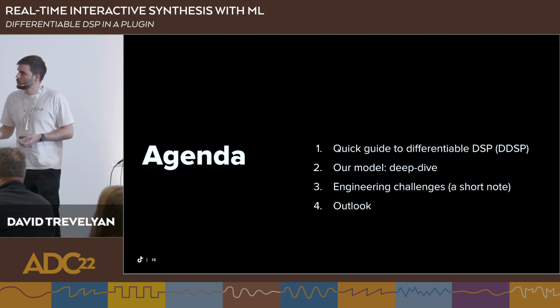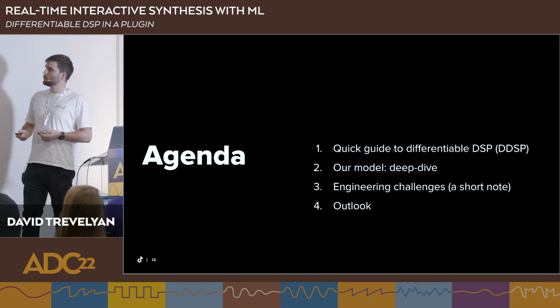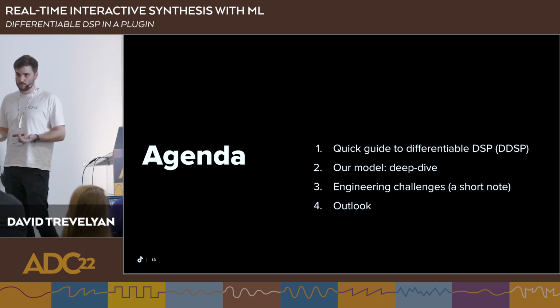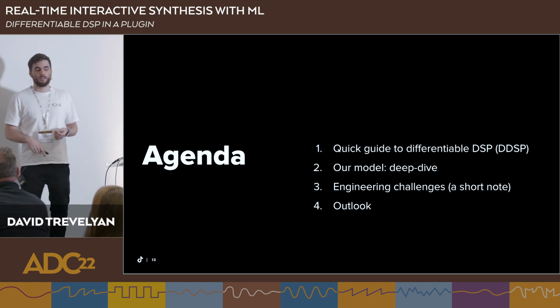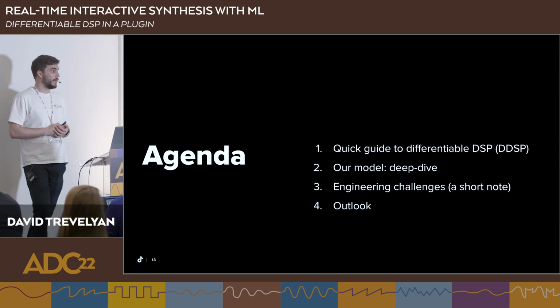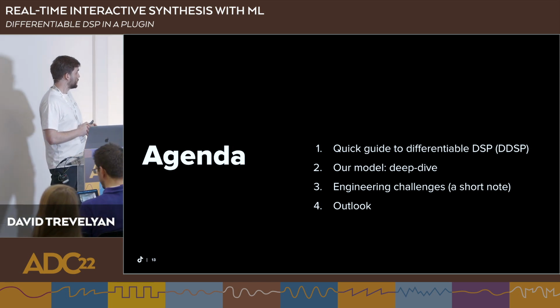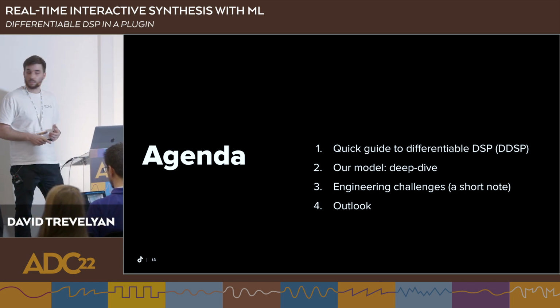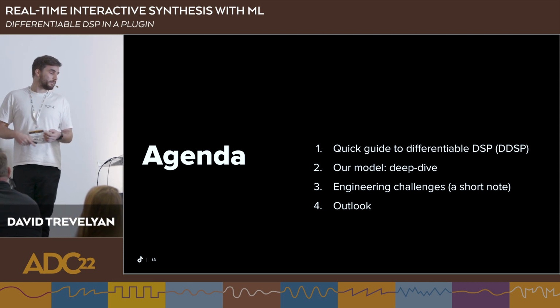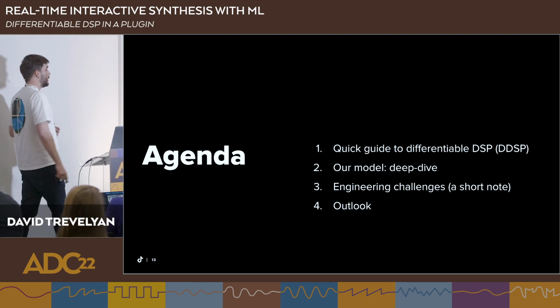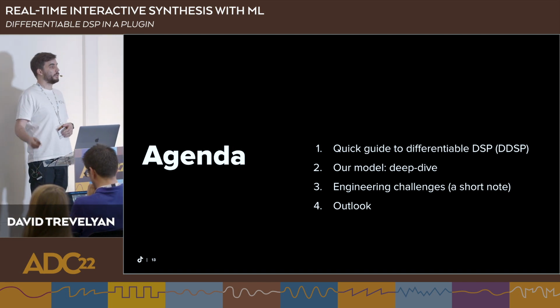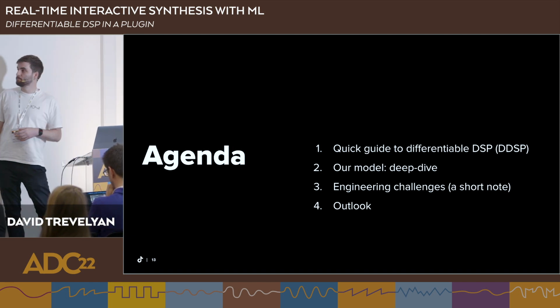The main bulk of the talk is in the first two sections. I'm going to give a quick guide to differentiable DSP, what it means, how it works, then do a bit of a deep dive into our model and how we got things working and what's going on under the hood. I'll give a short note on some engineering challenges that we faced and how we solved those, and then a very quick outlook on what we'd like to do next.